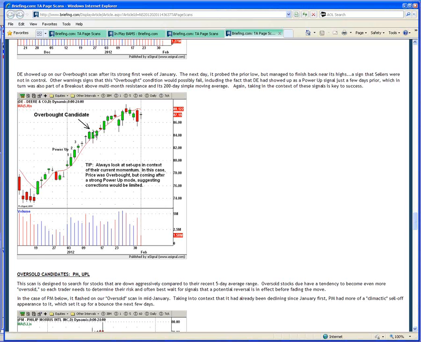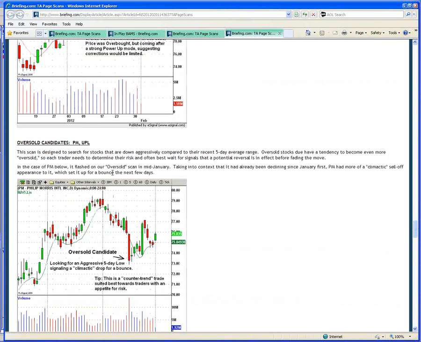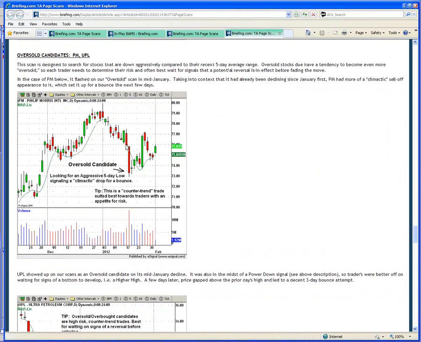When you get short a stock and you start fading momentum at extremes, you want that to work in your favor immediately. Otherwise, you're going to get caught in this momentum trap that's just going to wind up squeezing you out eventually. Oversold candidates.